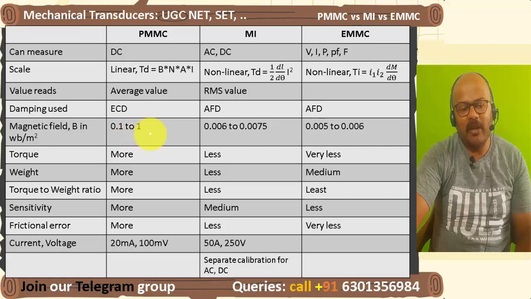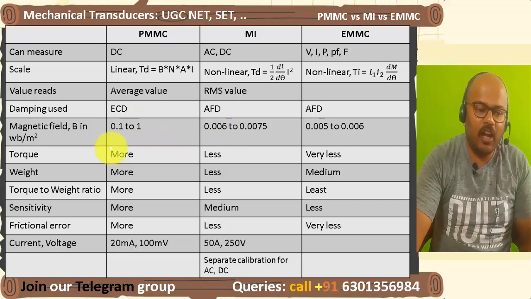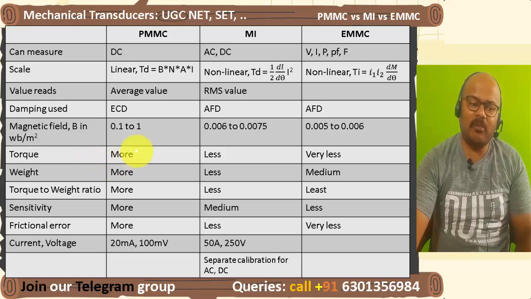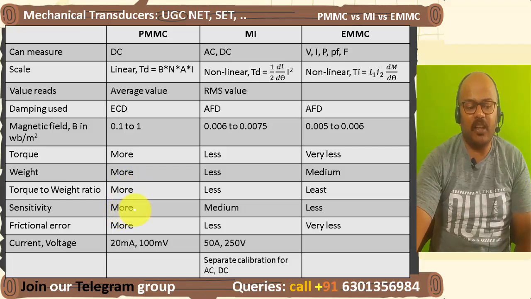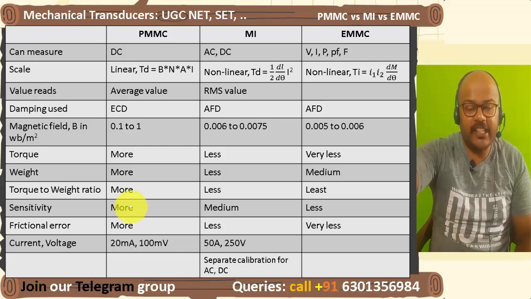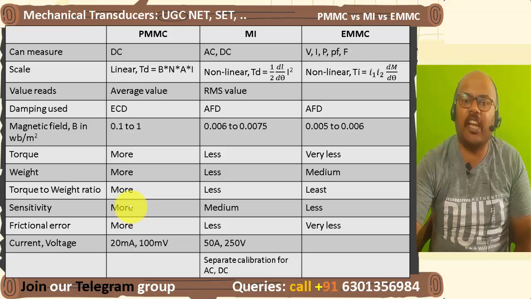In the case of PMMC, 0.121. In rest of the two cases, very, very low value. Torque more in the case of PMMC. Weight more in the case of PMMC. Torque to weight ratio more in the case of PMMC. Sensitivity more in the case of PMMC. Outside error, it is less in the case of PMMC. Why? Inside magnetic field is very, very high.